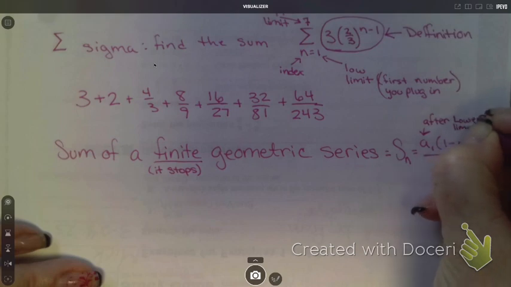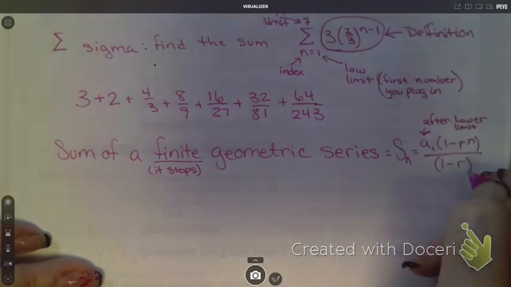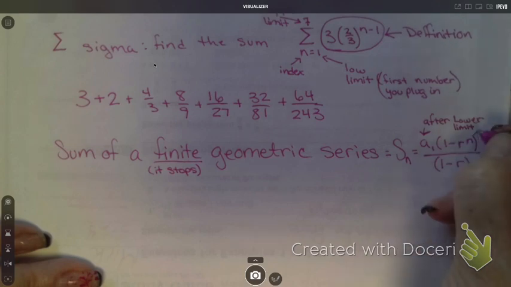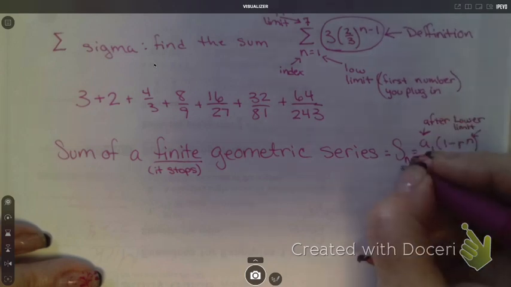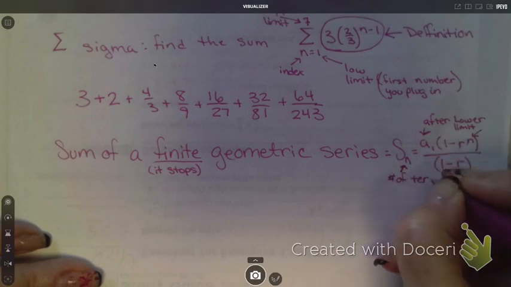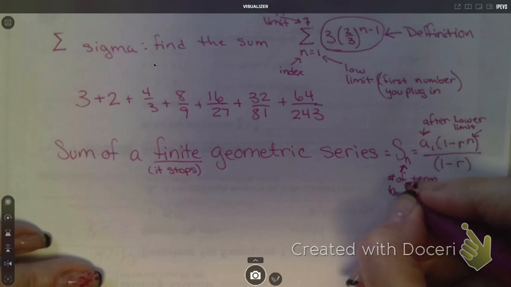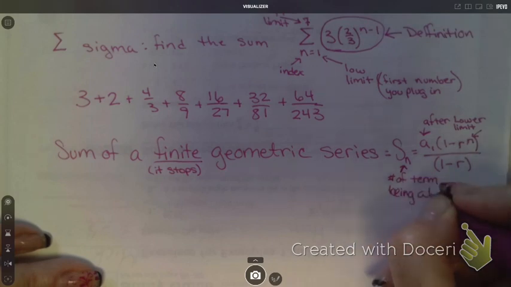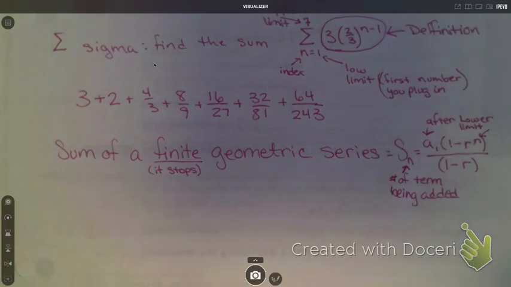Make sense? R is R. N is the number of terms. Those n's are the same. Number of terms being added, but if it's subtraction, you're obviously going to subtract, right?